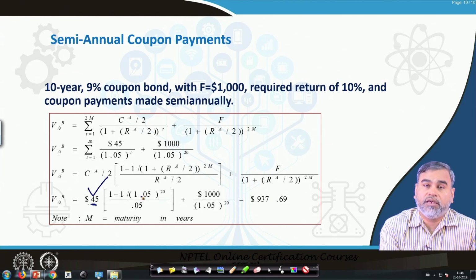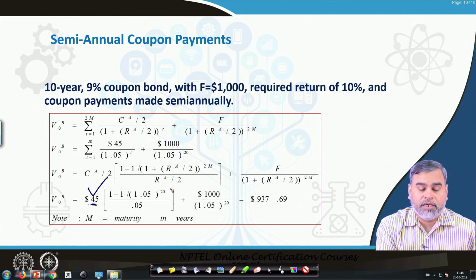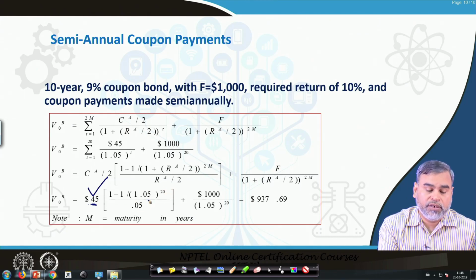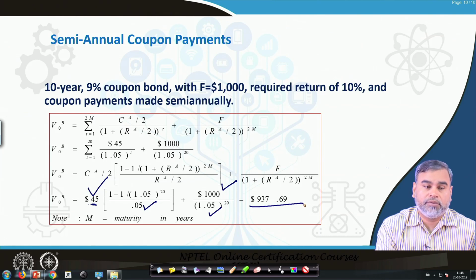Then 1 minus 1 by (1 plus R) to the power 2m, where m represents the maturity period, divided by R. R here means the rate for that particular 6 months, that is 10% by 2, which is 5%, plus the face value of 1000, which remains the same, divided by (1 plus R) to the power 2m, where R is 5%. That is 1.05 to the power 20, which will give you 937.69.